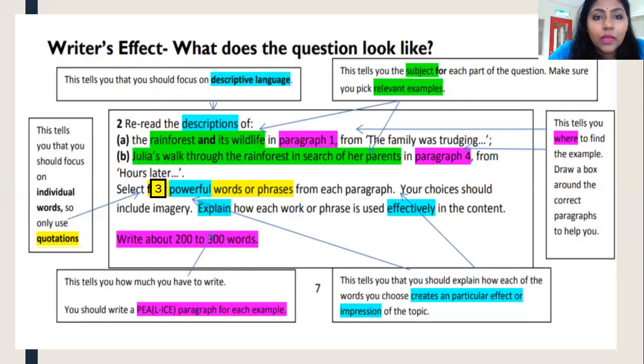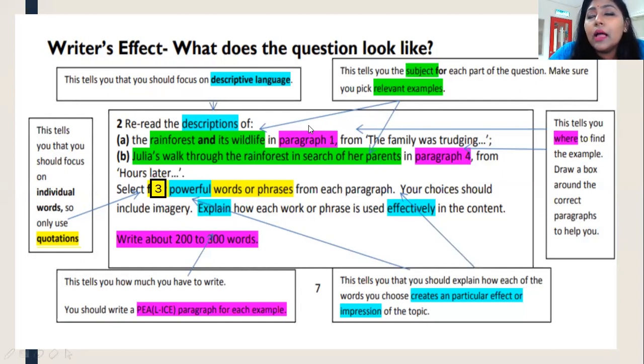And obviously all these keywords are related to Charity's experiences and feelings. Okay, moving on. This is how a writer's effect question looks. If you look at the word highlighted in blue, "reread the description of", that means you are required to give your answer in a very descriptive manner. And the words highlighted in green are basically the subject for each part of the question. For example, here, the rainforest and its wildlife. So you need to focus on the rainforest and the wildlife.